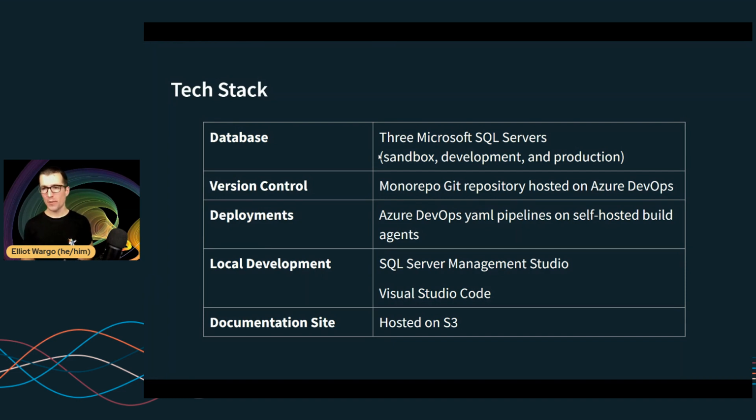So specifically, we have 3 Microsoft SQL servers. We use Git to version control, and that's hosted on a Microsoft service called Azure DevOps. Azure DevOps also has this concept of pipelines, which is similar to GitHub Actions, where we actually run our production DBT deployments. For someone working on this on their computer, they're typically using SQL Server Management Studio to write scripts and then copying those into Visual Studio Code to interact with DBT. And then we finally did a couple months ago get our doc site hosted on S3, and that's been a great way for people to look at our project.